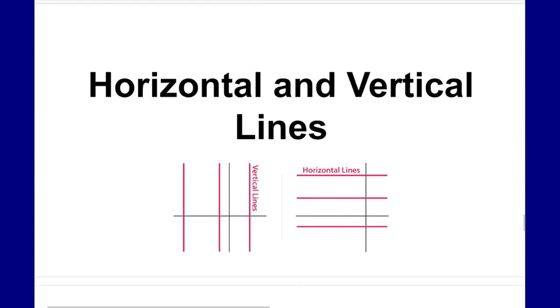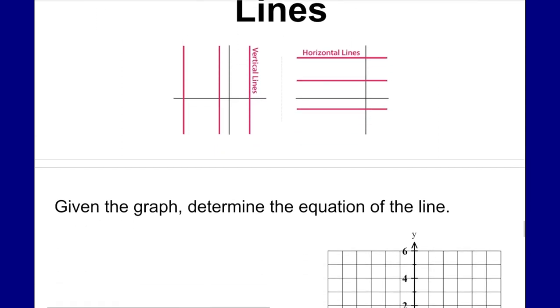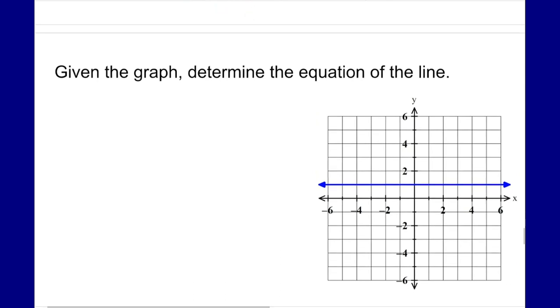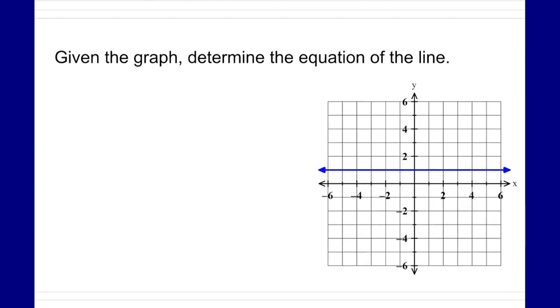Horizontal and vertical lines. Looking at these two, hopefully we're okay with the concept of horizontal and vertical. We're going to look at how it looks on a graph. Given this graph, we want to determine the equation of the line. We talked about how we could find our y-intercept. Go down, there's our b value. We could do rise over run from one point to the next. In this case, our rise is 0 and our run is 2, so m equals 0 over 2.